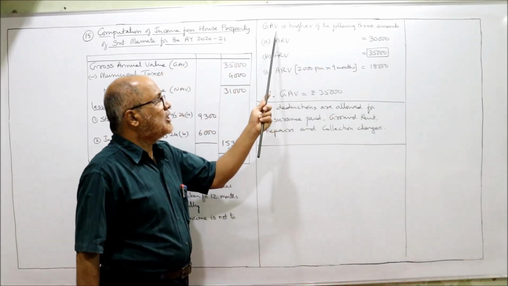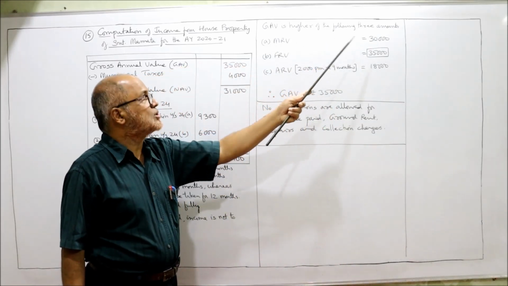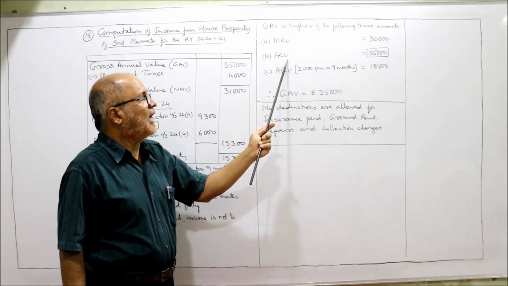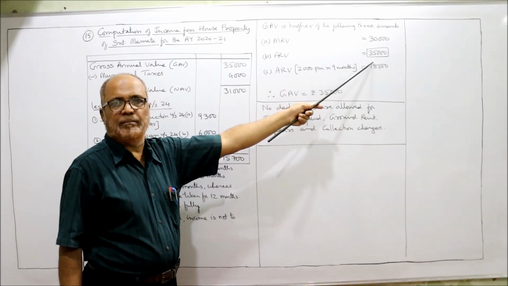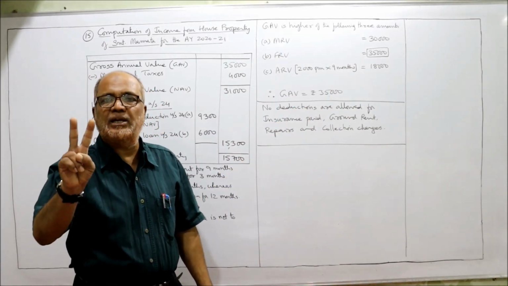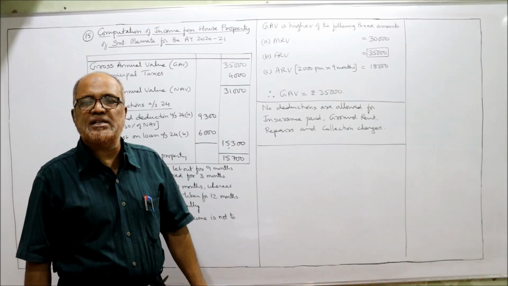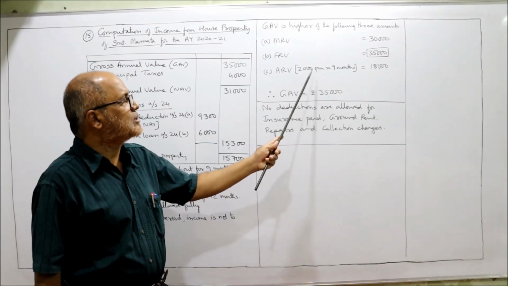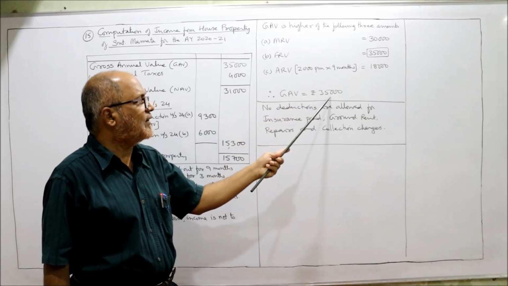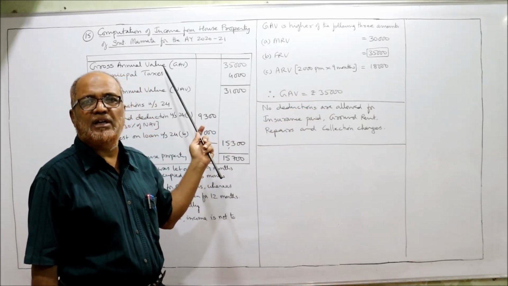Now see here. GAV is higher of the following 3 amounts. MRV 30,000 per annum, it is given in the problem. FRV 35,000 per annum, given in the problem. ARV, actual rental value, monthly 2,000. So how many months she has let out? 9 months. So 2,000 into 9 months, 18,000. So higher of these 3 amounts is 35,000. So we got GAV 35,000.